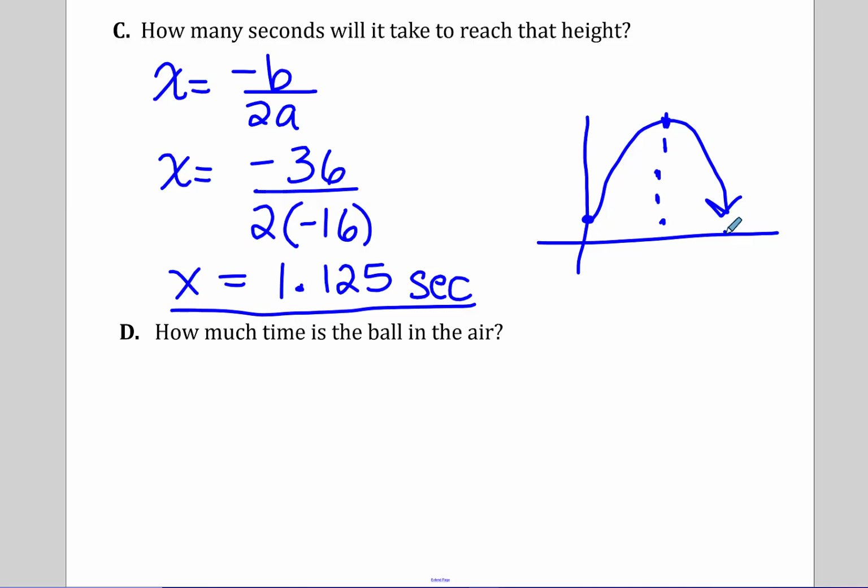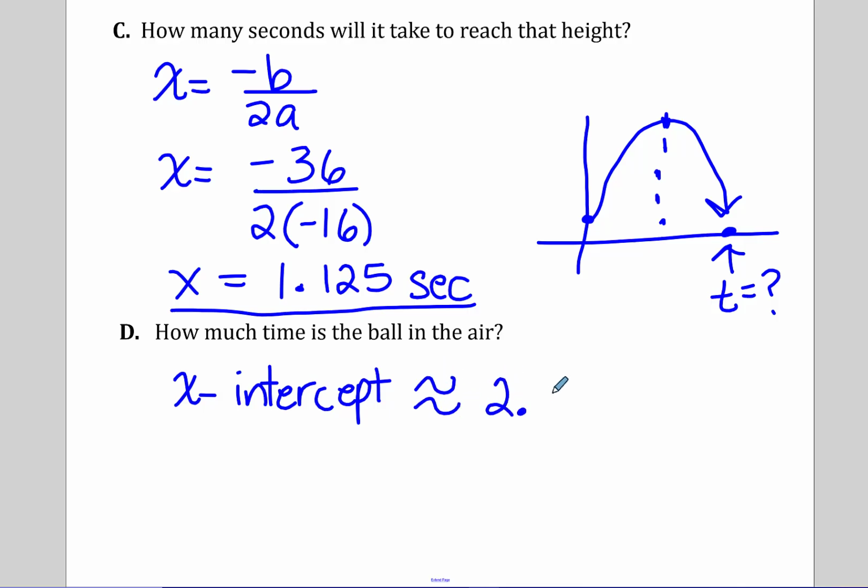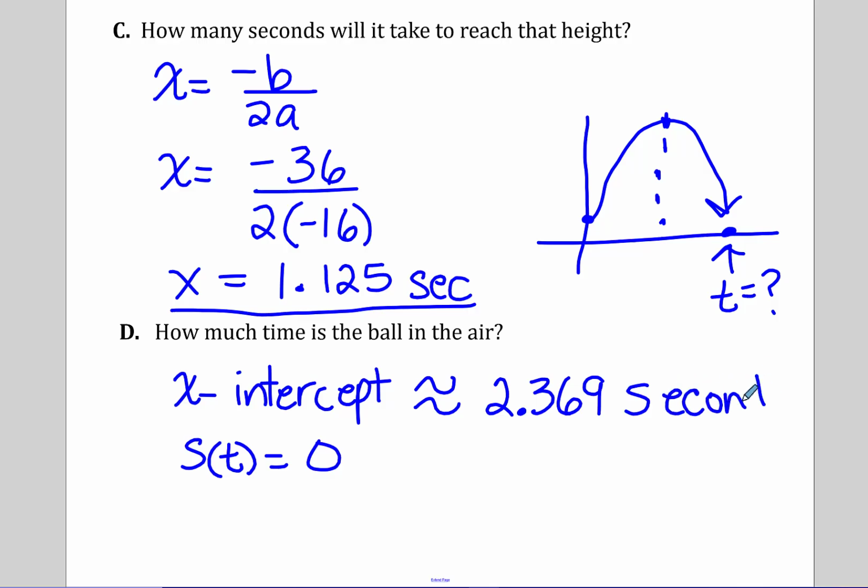So how much time will the ball spend in the air? Well, that would be where the ball hits the ground. So when is this time over here? And that would be the x-intercept, when the ball hits the ground. And using my calculator to find that, when is the s of t equal to 0 feature, that's called the 0 feature on your calculator, I got about 2.4 seconds for when the ball hits the ground.